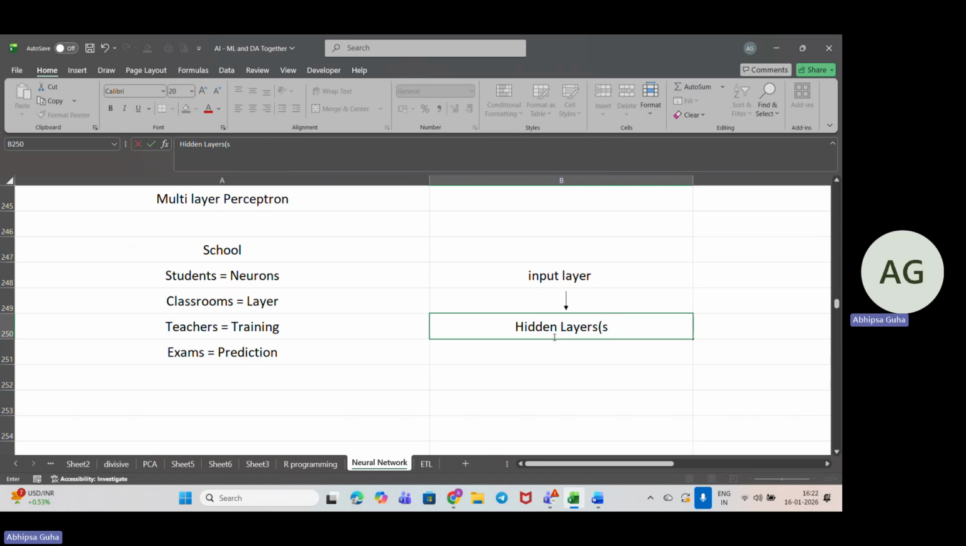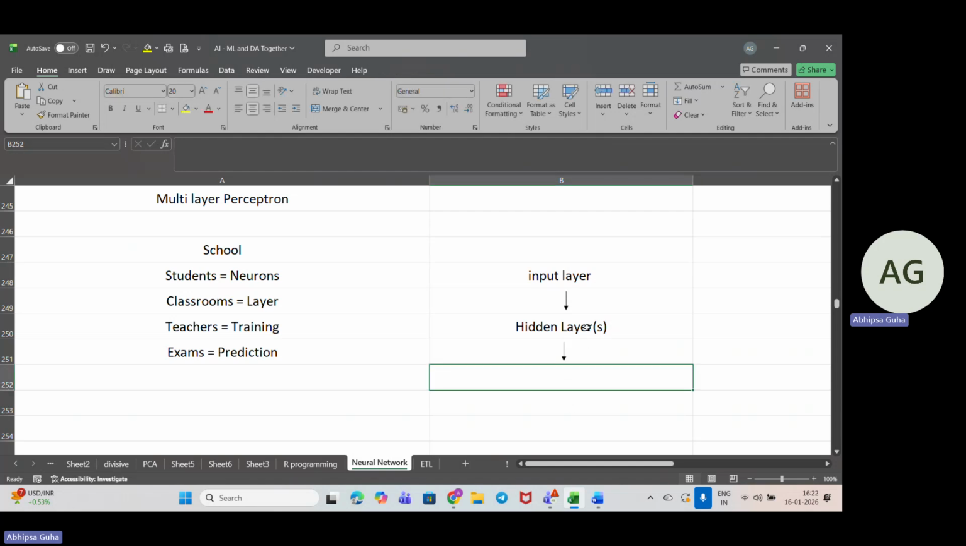So this is not a single hidden layer. There are multiple hidden layers, so that is why the name has come up as multi-layered perceptron. There can be multiple layers altogether, and then we have the output layer. So each layer has neurons, and each neuron does multiply, add, and decide. So this is the idea.